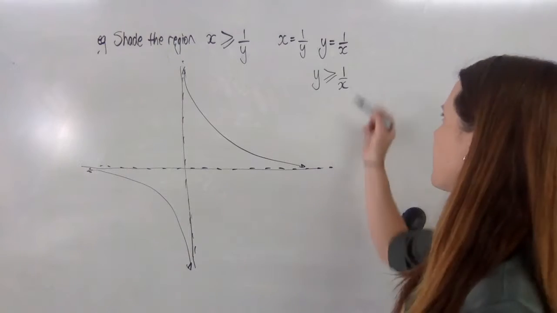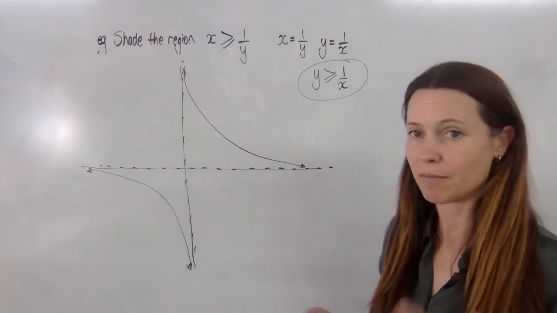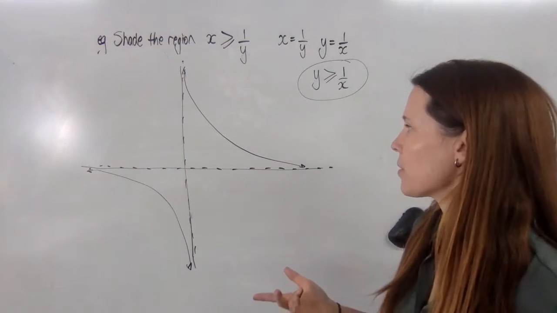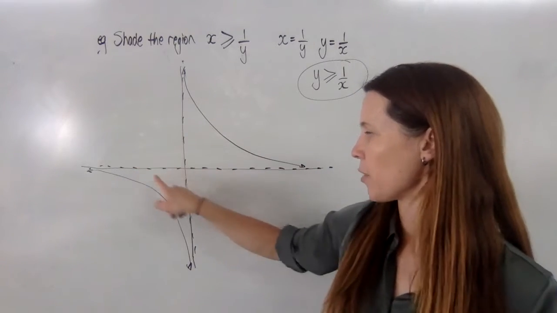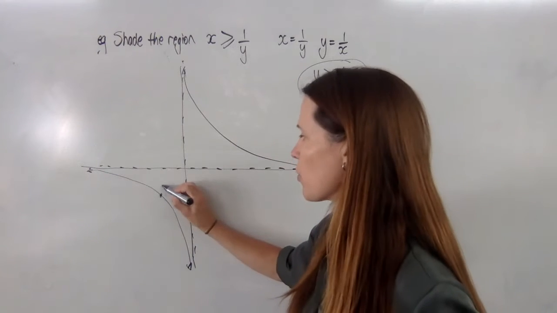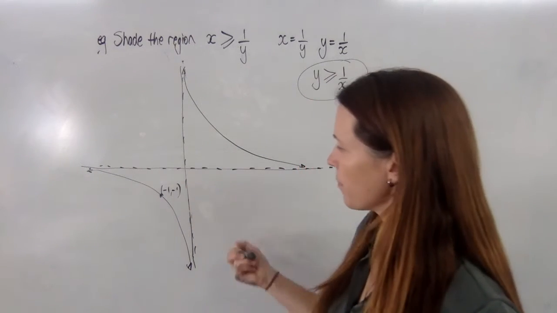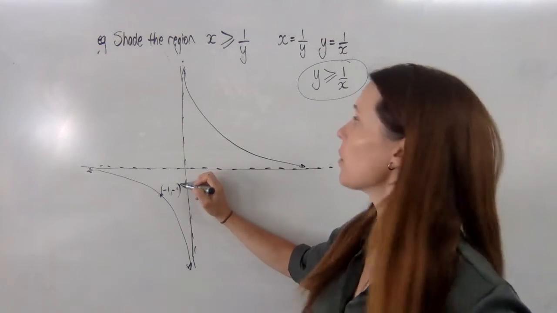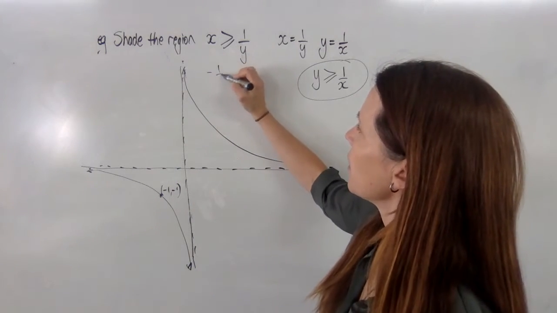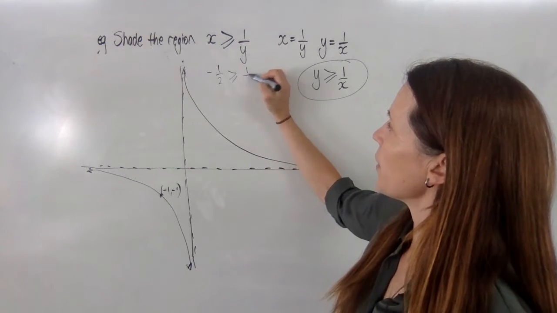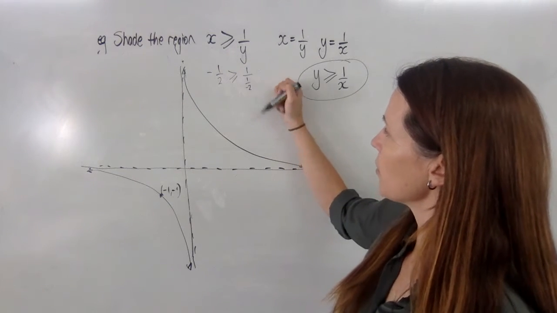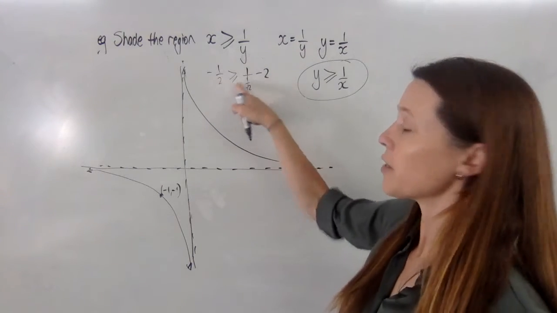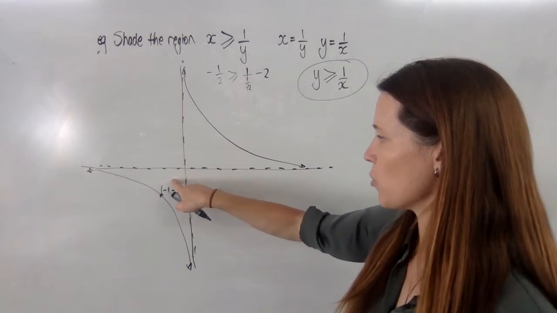So I've used this method to sort of reason out what I'm expecting to happen, and I can double check it by subbing in points. I can tell I don't want to shade here, and if I want to shade here, I actually know some of these points here. This is -1, -1. So I could check a point like, say, -1/2, -1/2, see if that works. Okay, is -1/2 greater than or equal to 1 over -1/2? Well, this is -2, isn't it? And -1/2 is greater than -2. So yes, I can tell that I do need to shade in there.